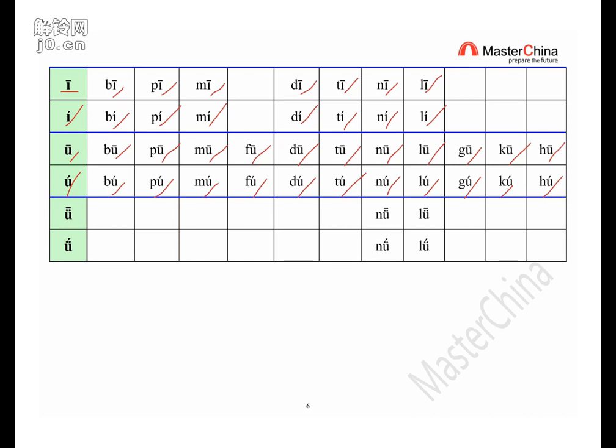Then for the ü, first tone: nü, lü. Second tone: nü, lü. Great. So we are already familiar with the first tone and the second tone.